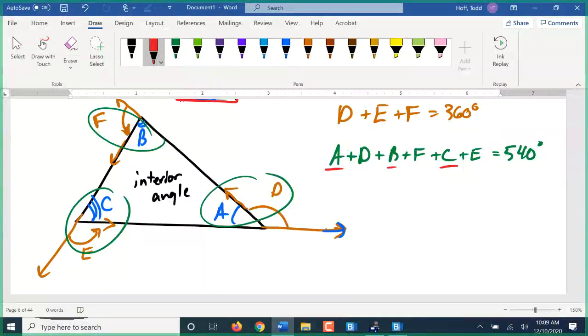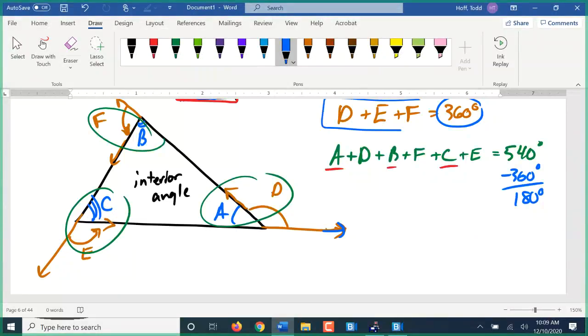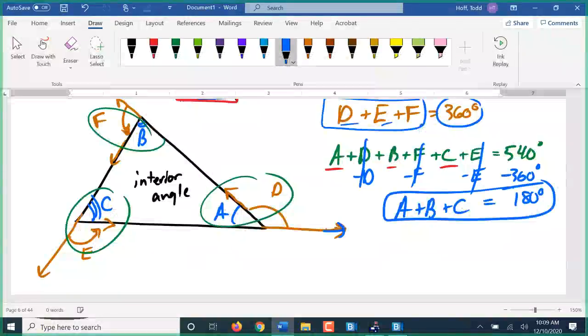So what I am going to do, now we saw in the last unit when we solve an equation, we can subtract the same thing from both sides of an equation and it's still the same. It doesn't change the value. Here I'm going to subtract 360 degrees from the right side. That gives me 180 degrees. On the left side, I'm going to subtract 360 degrees, but I'm going to do it in the form of angles D, E, and F, because I know those add up to 360. So I'll subtract angle D, subtract angle E, and subtract angle F. Those angles are gone. We're left with A, B, and C.